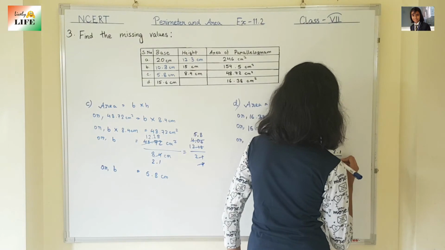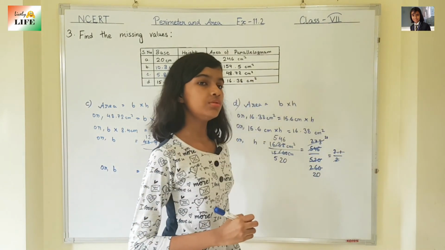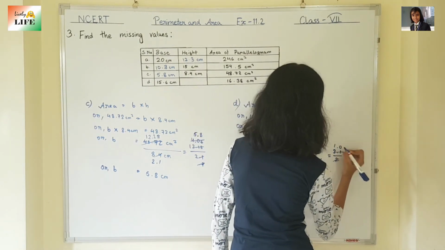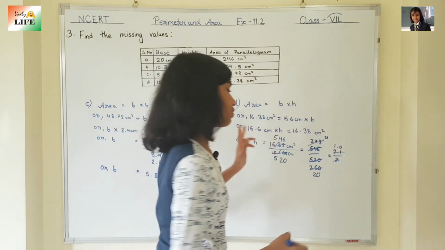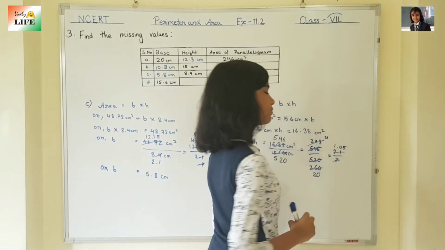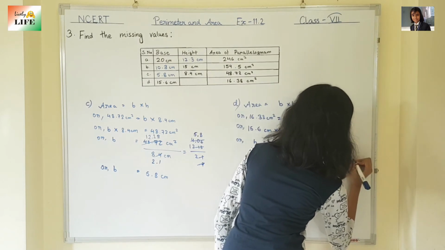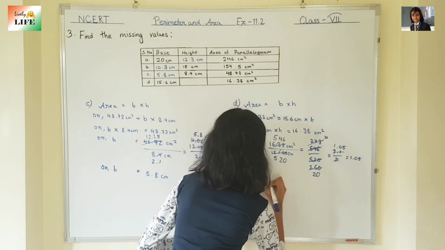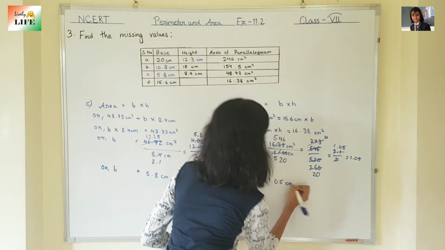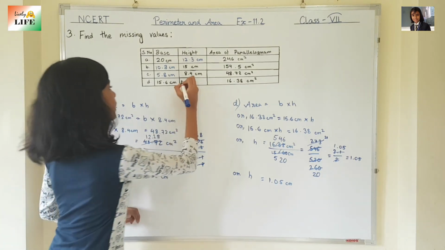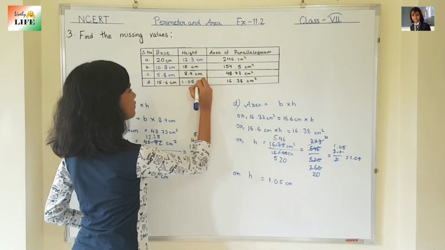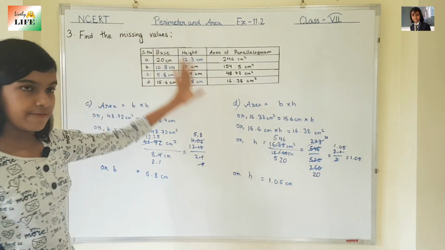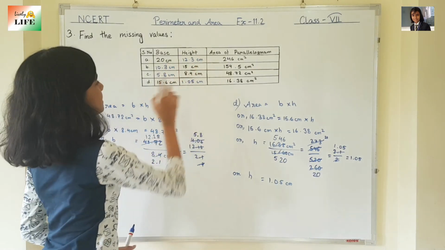Now we are going to divide it. 2 1s are 2, then 1, there is going to be 0, another 0, so 2 5s are 10. So the answer is what? 1.05, or height is 1.05 centimeter. Okay, 1.05 centimeter. So see, we have already found the missing values over here for height, base and height.